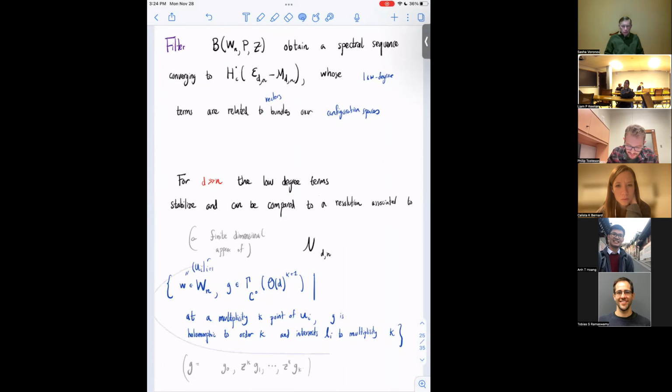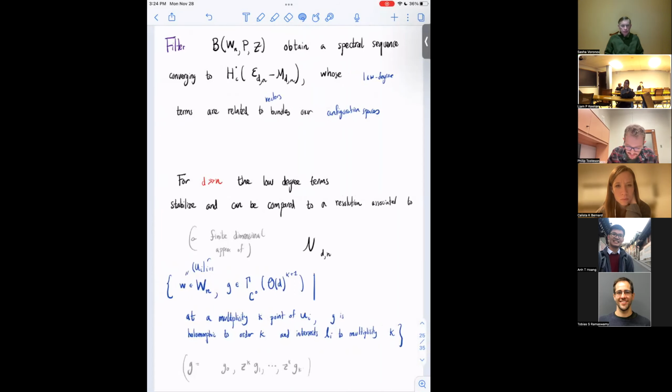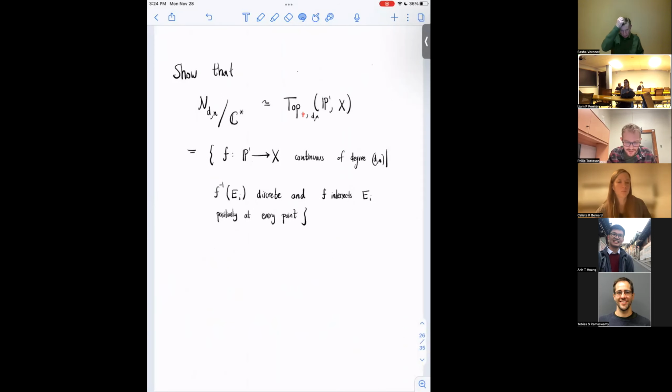And then what we do is we construct a resolution of this space, which is analogous to the resolution that we used to consider MDN, and we compare them with each other to show that the homology of MDN, at least in some cases, can be compared to the homology of NDN. And then we show that NDN mod C star can be compared to something that's even more purely topological. So it's actually related to the space of continuous maps from P1 to the blowup. Remember X is P1, PR, P2, or PK.